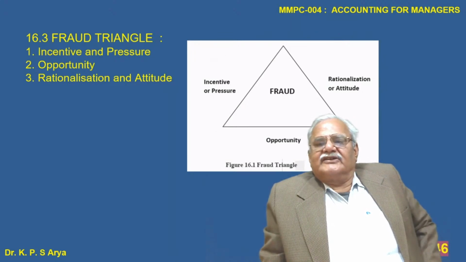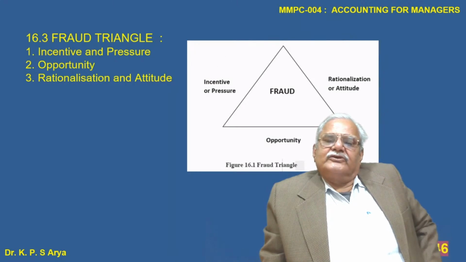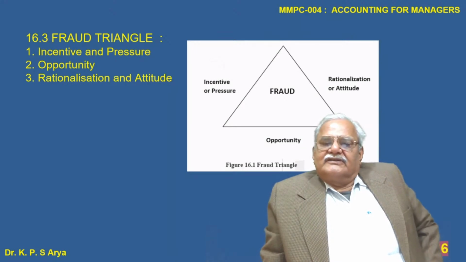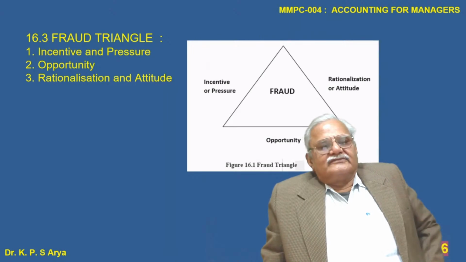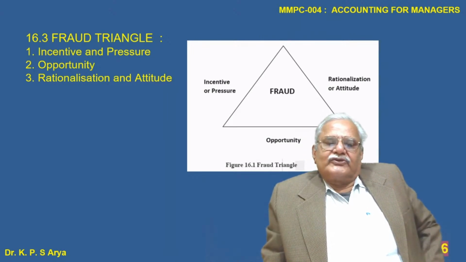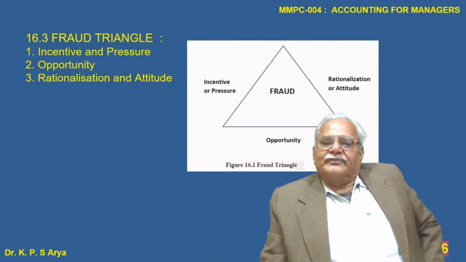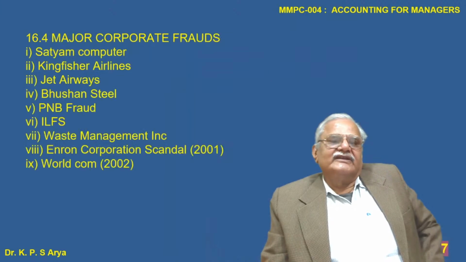Now the rationalization and the attitude. Sometimes the attitude of the employee is not good. He tends to commit frauds if he gets the opportunity. Sometimes a person is posted at such a desk that he does not get the opportunity, so he may not be able to do the fraud, but when he gets the opportunity he can do the fraud. So there are these three elements of the fraud triangle: incentive or pressure, rationalization or attitude, and opportunity.